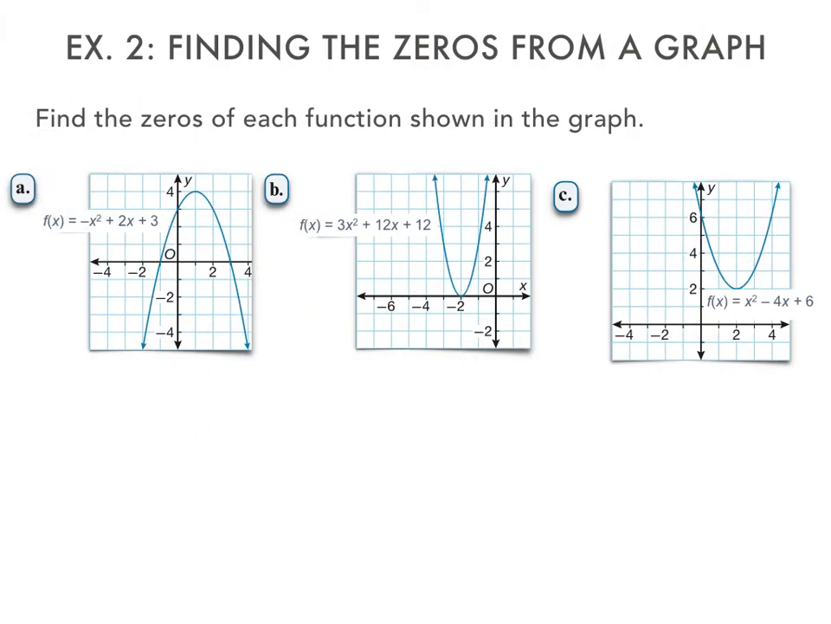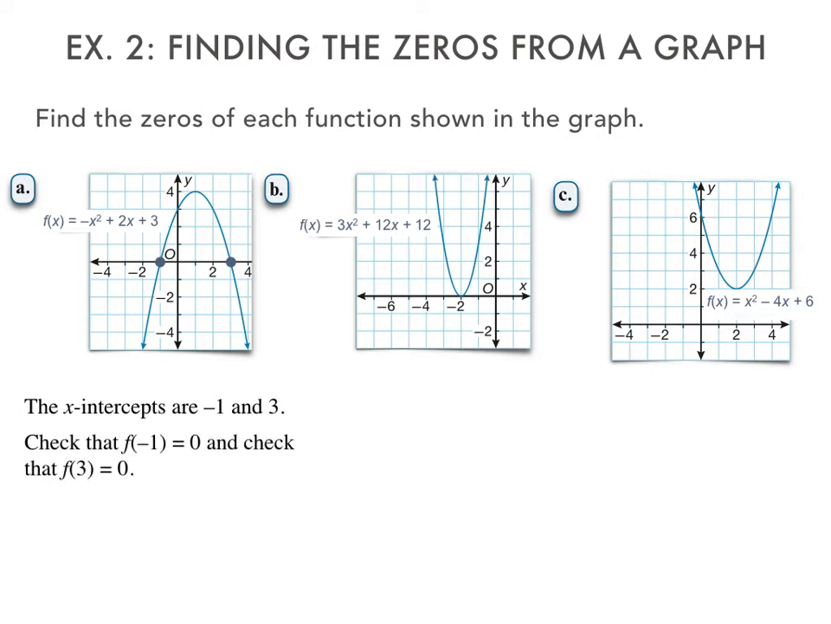Now we'll look at the zeros from a graph. The zeros, remember, are the x-intercepts. And so we've identified the x-intercepts here, and we can say that they are -1 and 3. Algebraically, you could check that the value of the function at -1 equals 0, and f of 3 also equals 0.